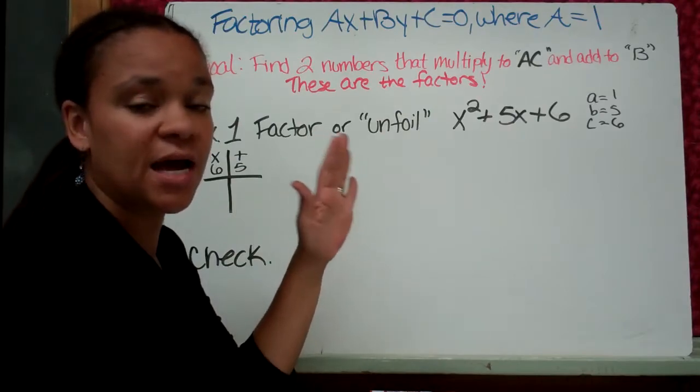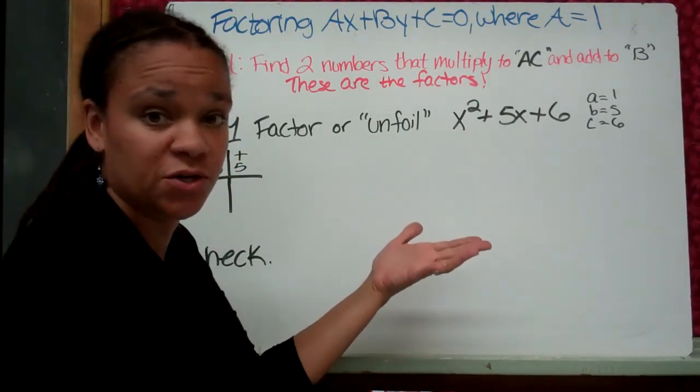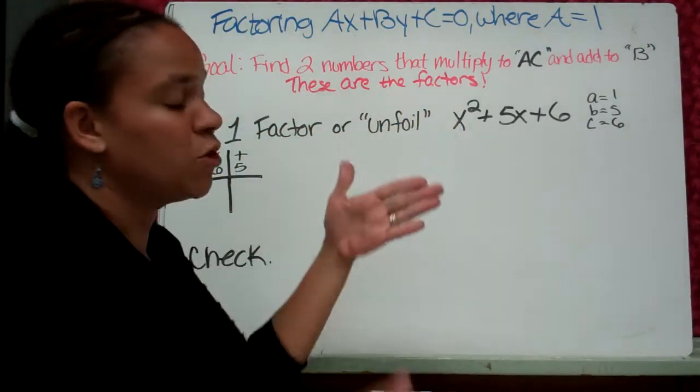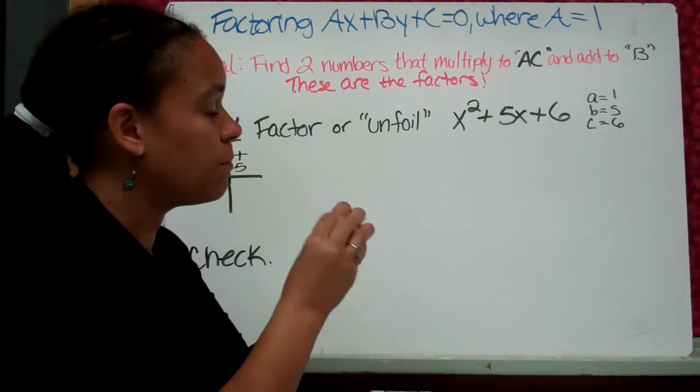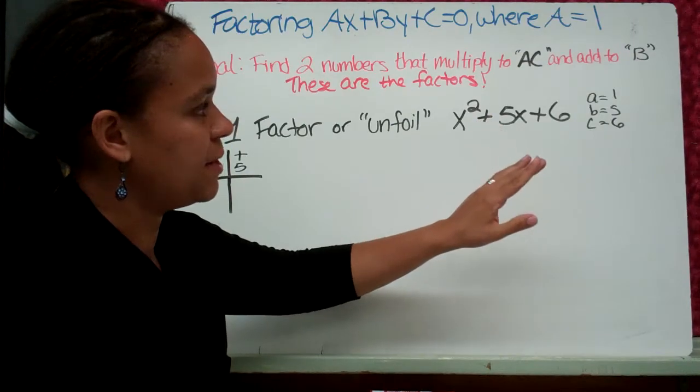So every time we do these, a is always going to be equal to 1, so you will not see a coefficient in front of x squared. We just understand that it's 1. The goal is to find two numbers that when you multiply those two numbers, you get the product of what you would get if you multiplied a times c. We'll look at this example in a minute.